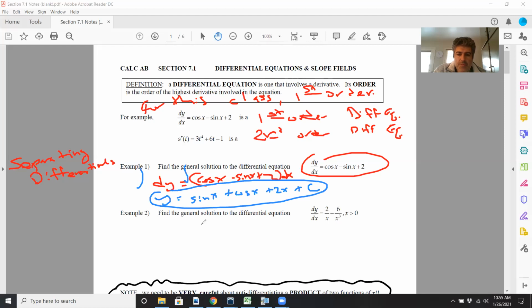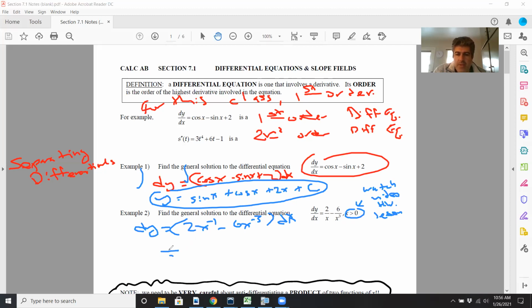Or here's another one. You have this right here. Again, multiply both sides by dx, and you can write that as 2x to the negative 1 minus 6x to the negative 3 dx. The reason why we have this part right here will be clearer in the video homework lesson, so don't worry about it for now.